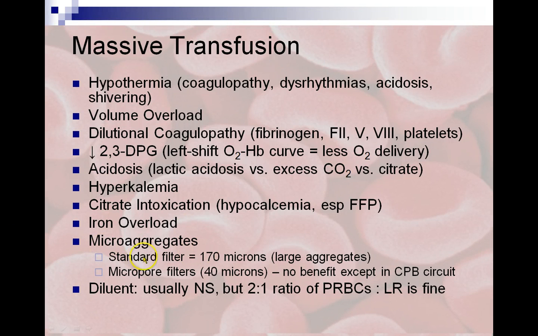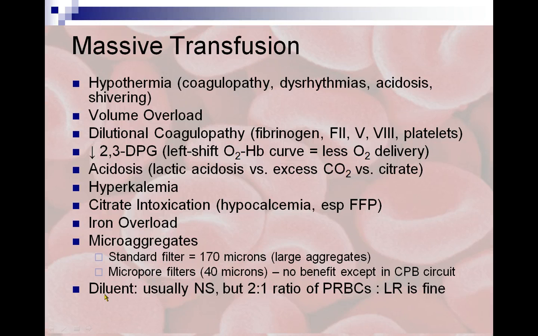So all blood should be given through a standard filter, which is a 170 micron filter, and this only pulls out large aggregates. A micropore filter could be used for red cells and FFP, but benefit has only been shown in the cardiopulmonary bypass circuit. Otherwise, we don't usually use a micropore filter for blood products.